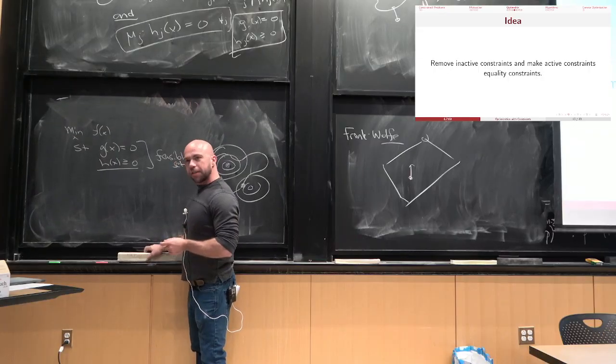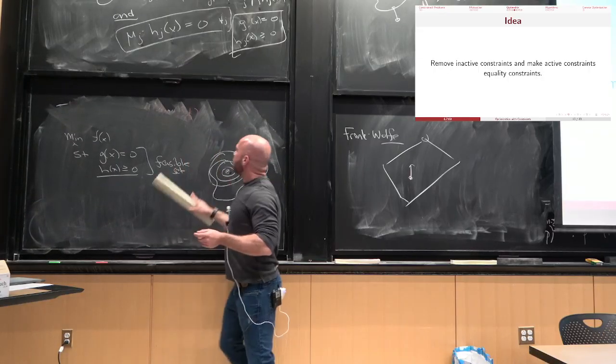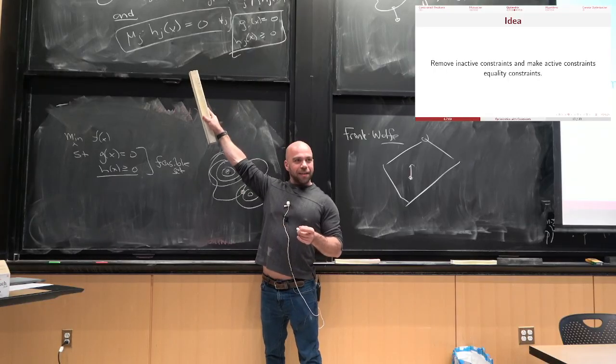By the way, any questions so far about complementary slackness, primal feasibility, or the third one that I forgot again, stationarity?